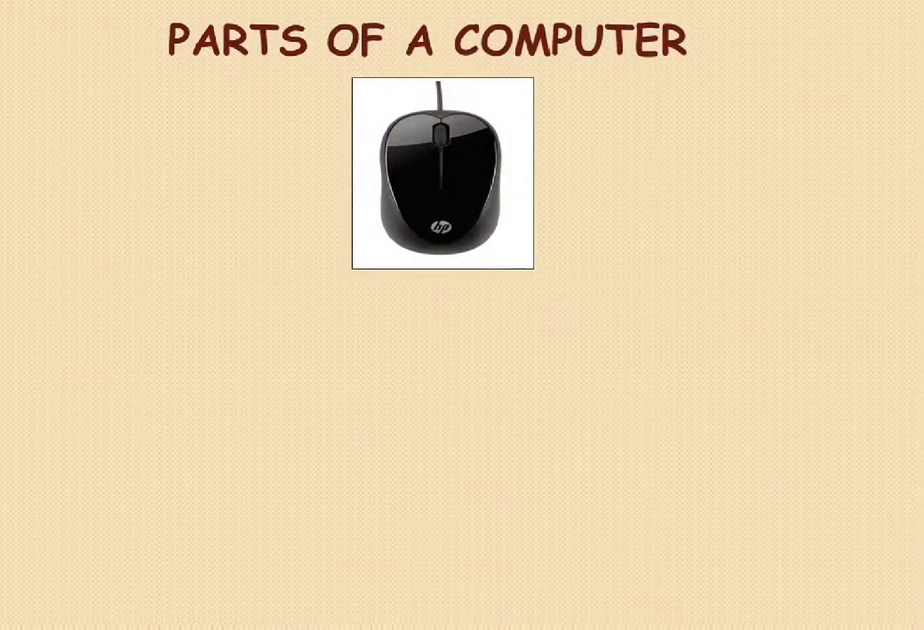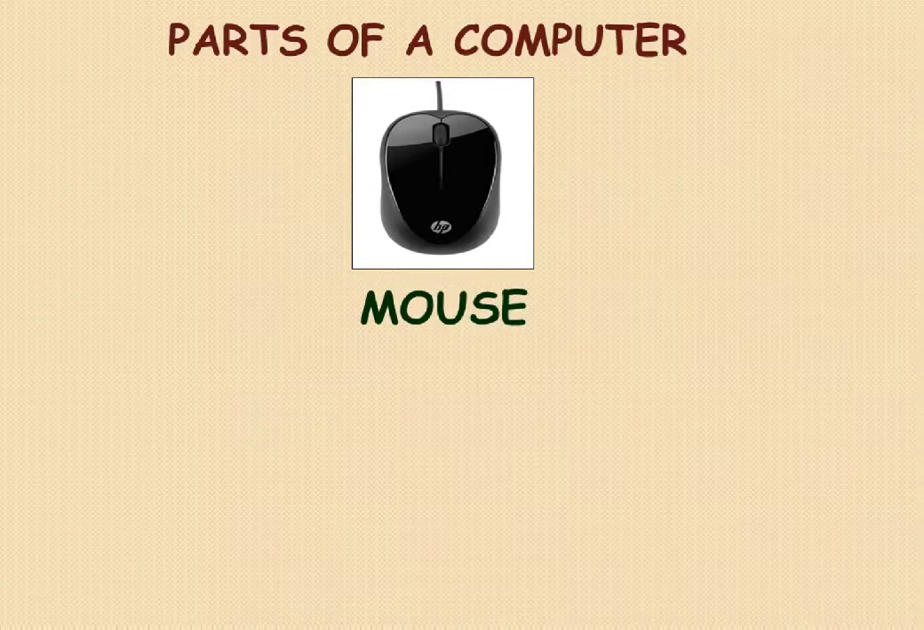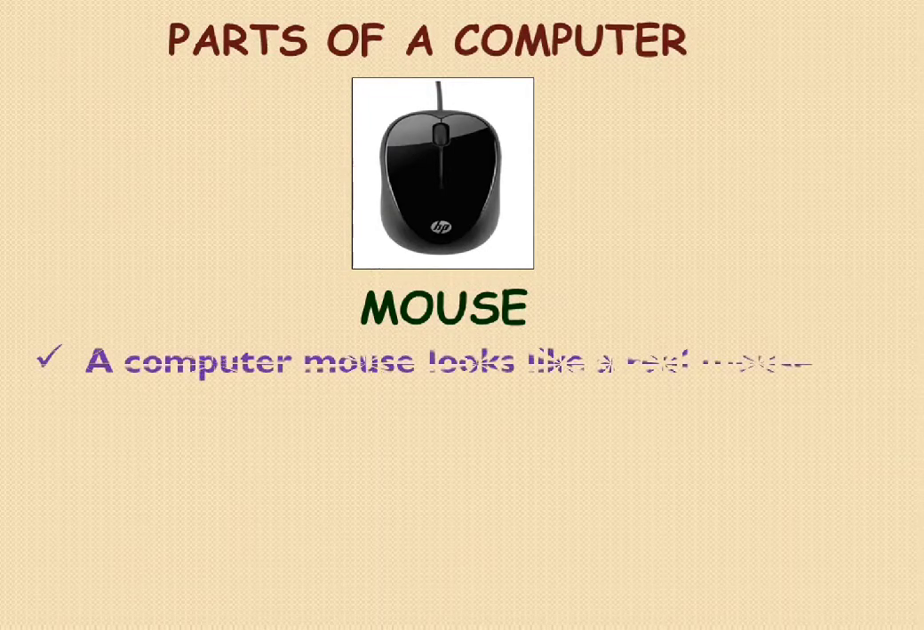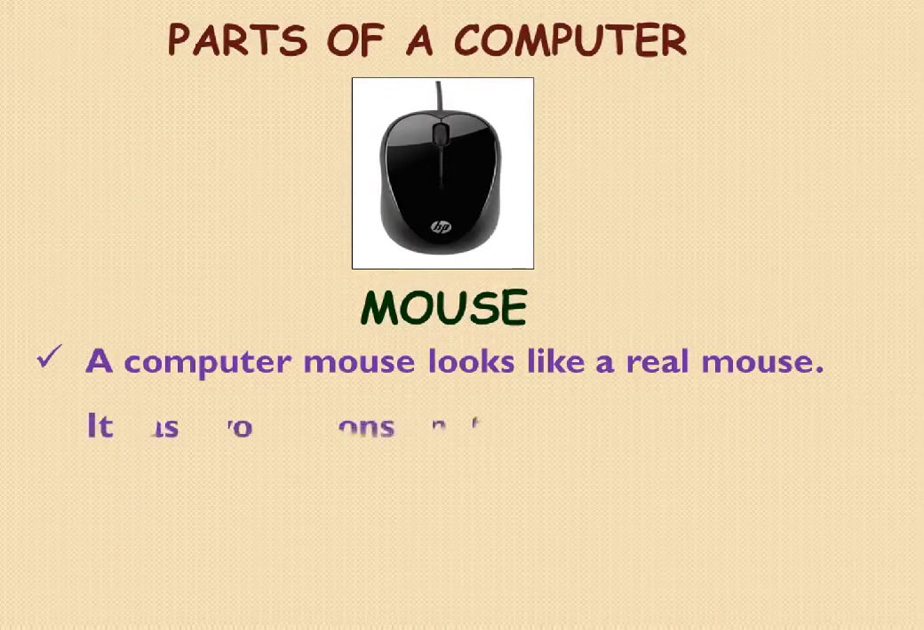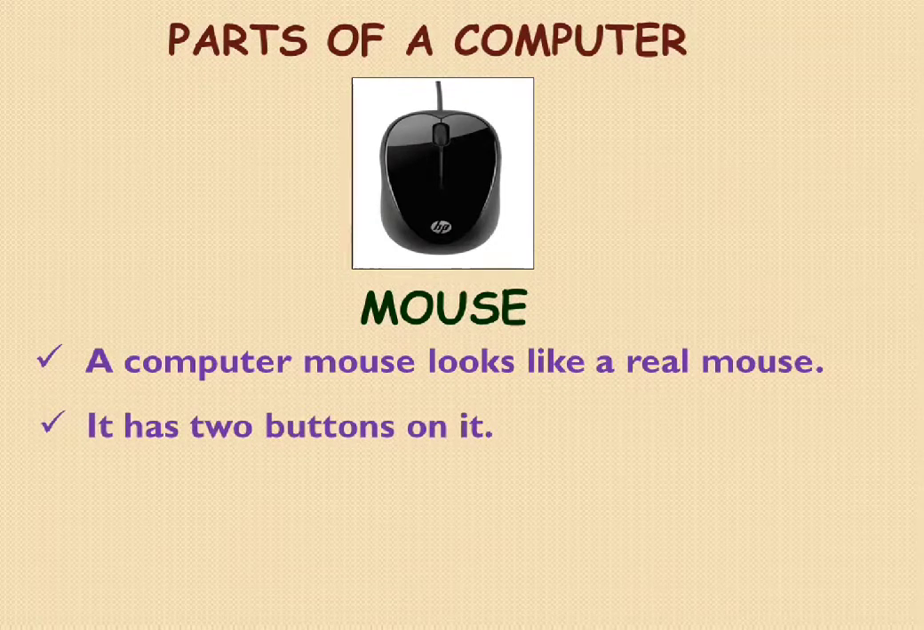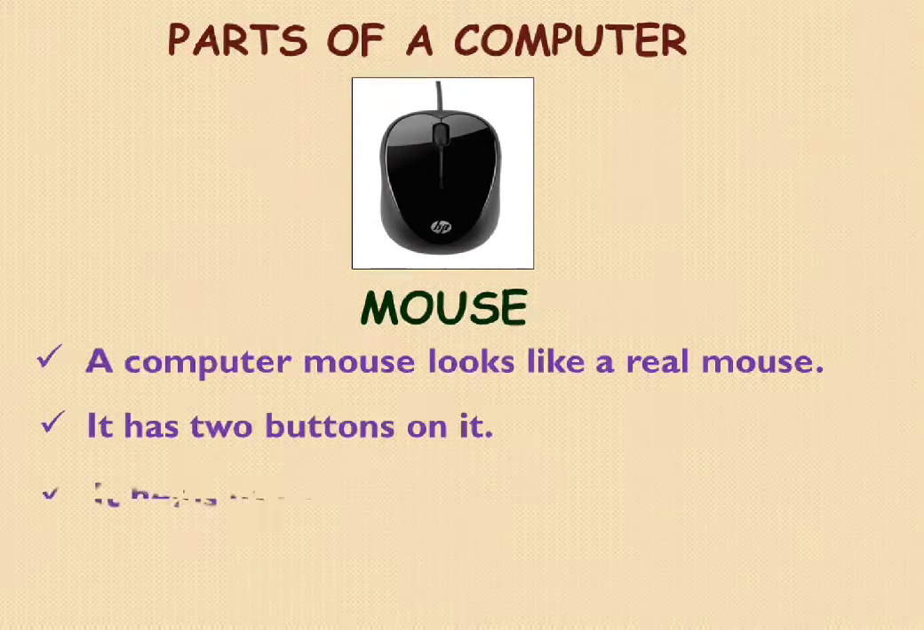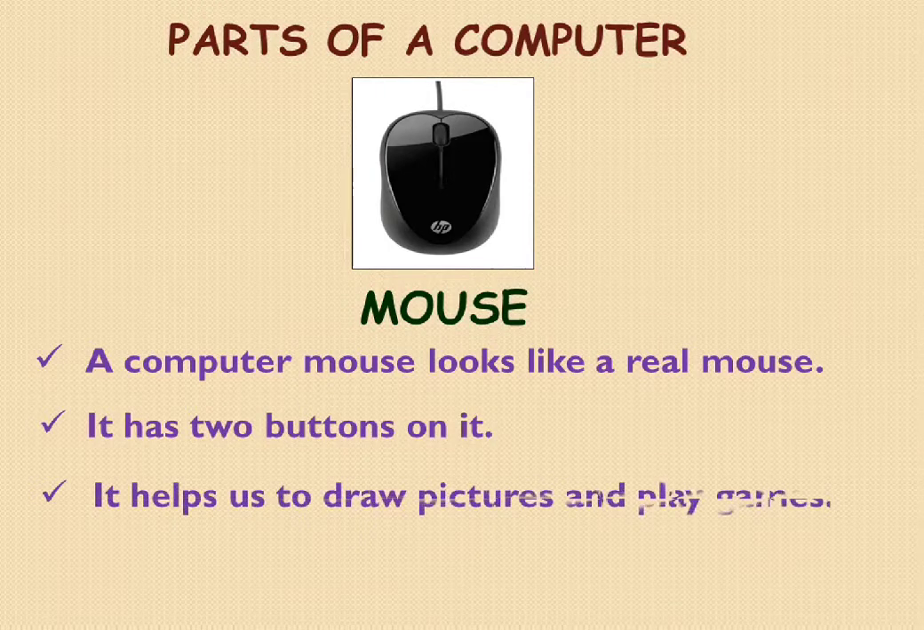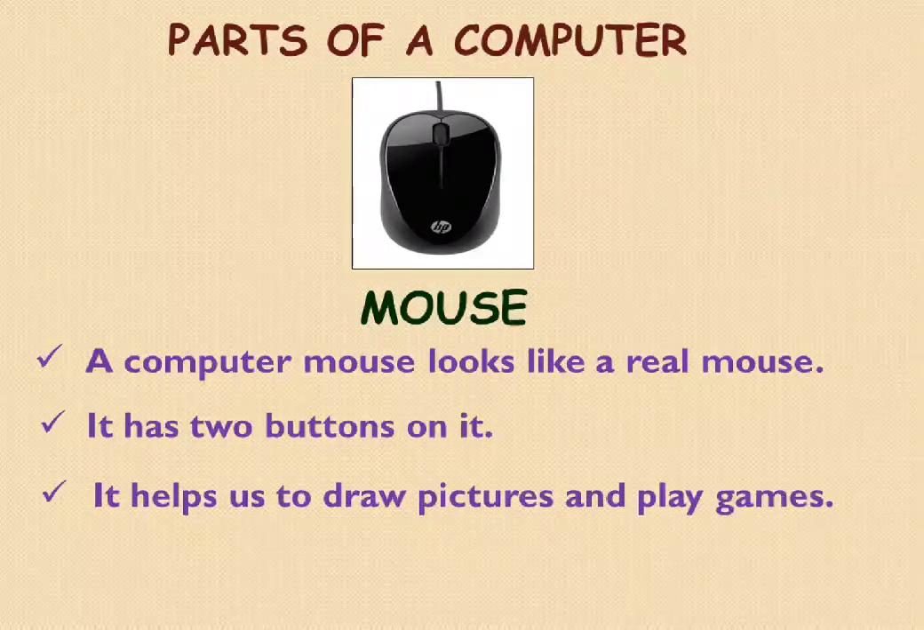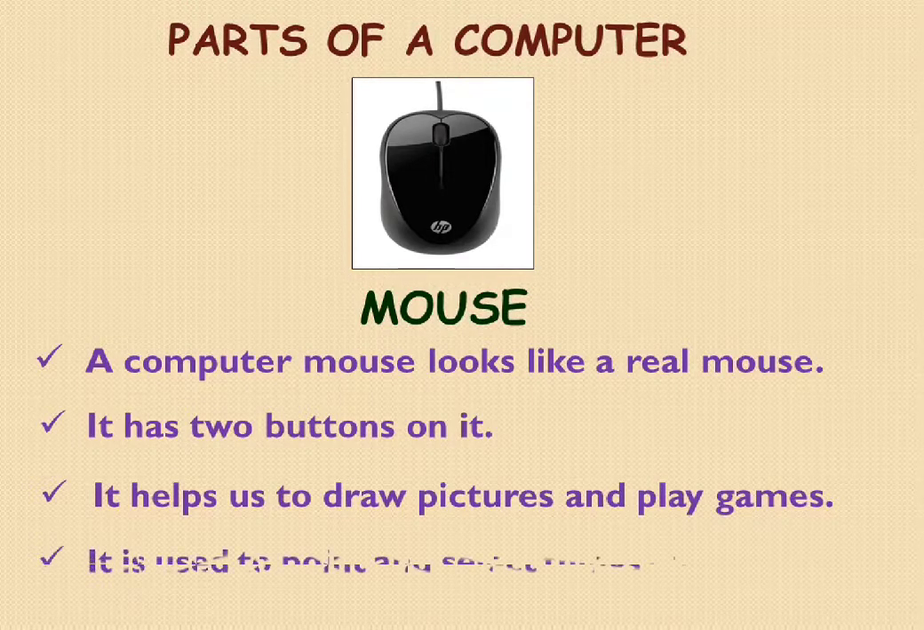Mouse. A computer mouse looks like a real mouse. It has two buttons on it. It helps us to draw pictures and play games. It is used to point and select things on the monitor.